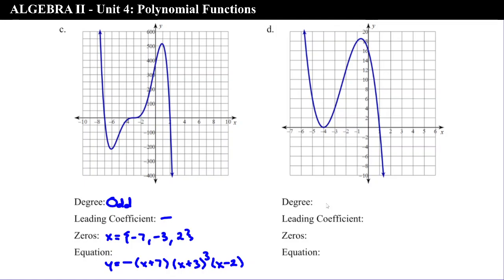For this one, we have a degree that's odd. Our leading coefficient is negative once again. Our zeros are located at -4 and 1. And so we can write our equation. Y equals negative x plus 4, x minus 1, and we've got a square on the x plus 4.